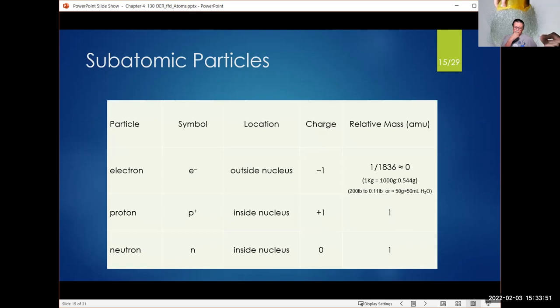Since these masses are so tiny, what is used is a relative mass scale. The proton and the neutron are given a relative mass of 1, because they have roughly the same mass. The electron is about 1/1800 of that mass, so its relative mass is given as 0. Remember, these are AMUs, atomic mass units, or relative weights. Like me, if I'm 200 pounds and somebody else weighs 400 pounds, my relative weight would be 1 and theirs would be 2, because it's twice my weight. That's all AMUs are, just relative weights.